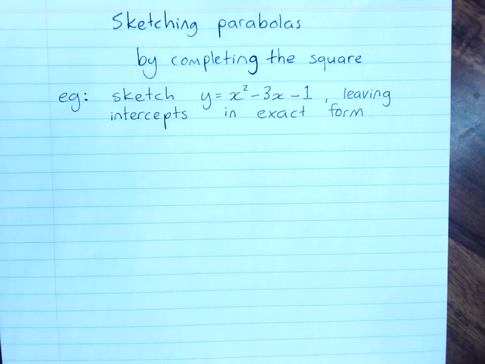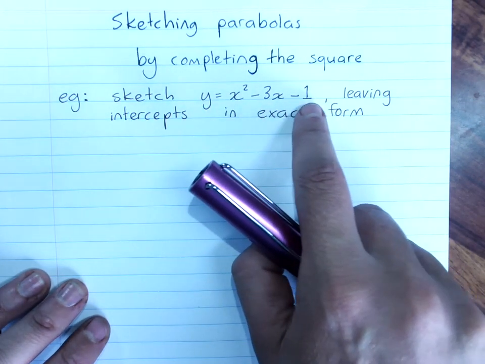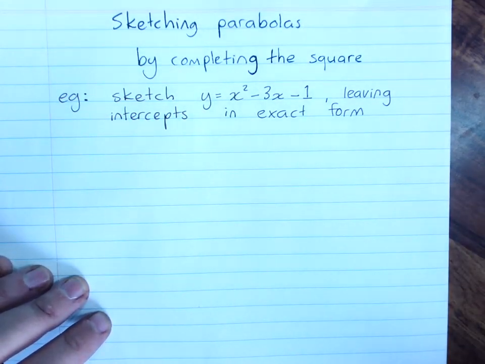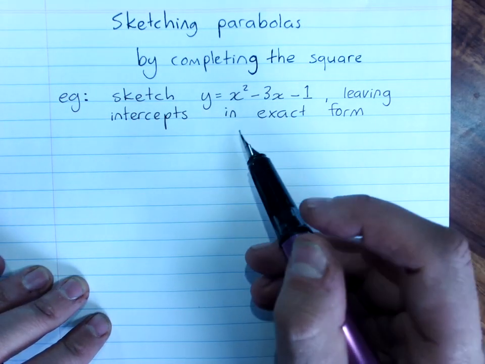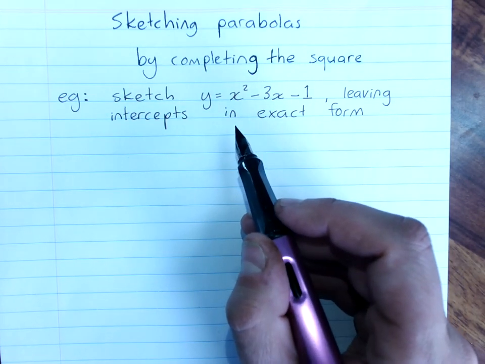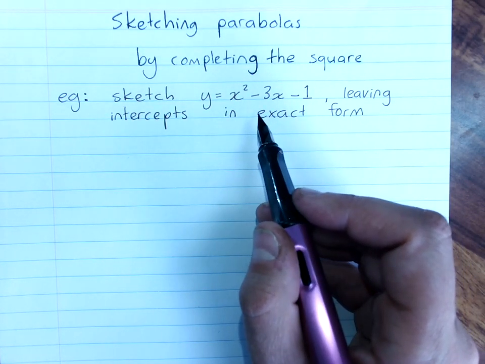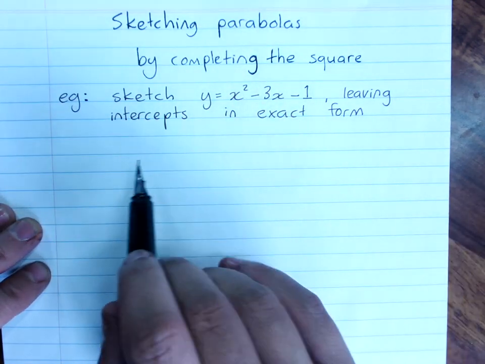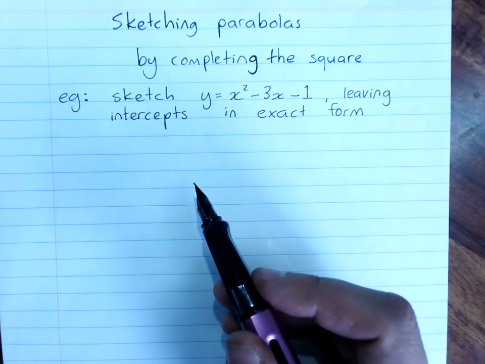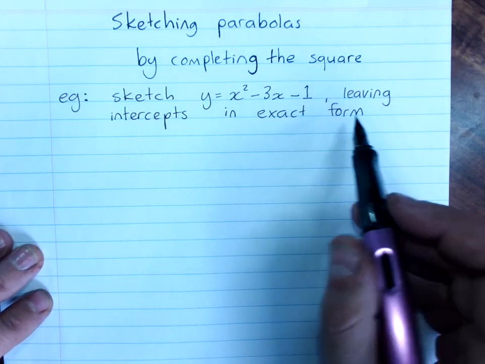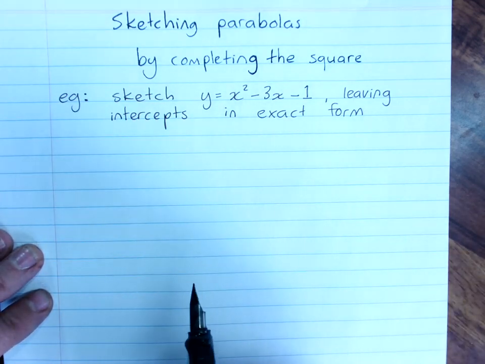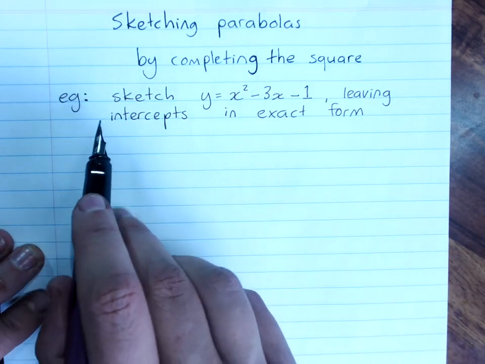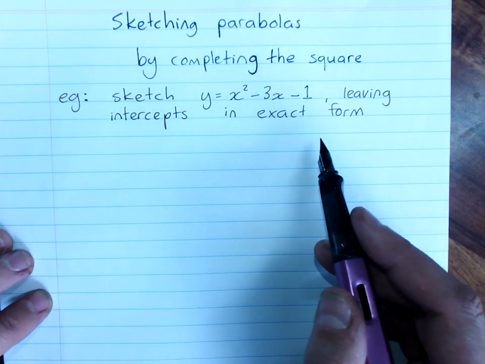Sketching parabolas by completing the square. We've talked about completing the square before, where we have a quadratic that is not easy to factorize because it's not integer x-intercepts. And what we haven't done is completed the square to get into turning point form and left our answers in exact form, our x-intercepts. So we'll do that. So we've been asked to sketch this, leaving our intercepts in exact form.